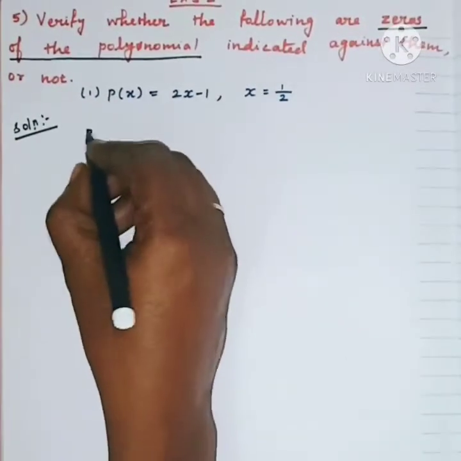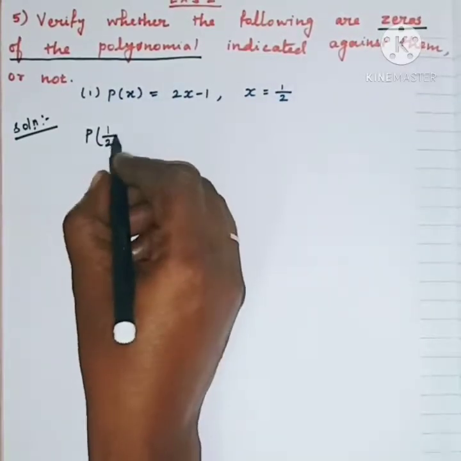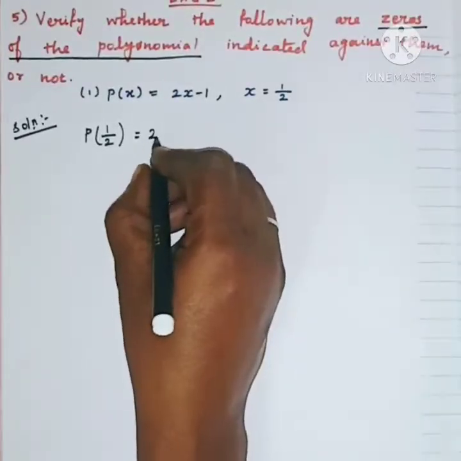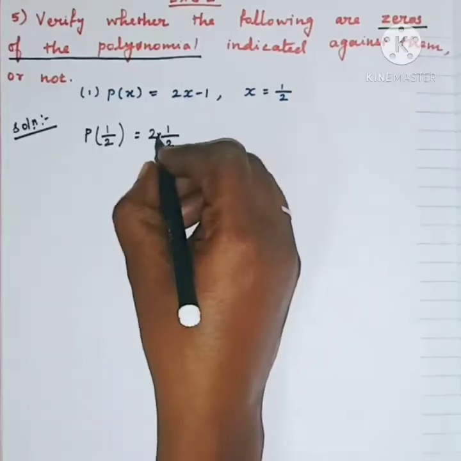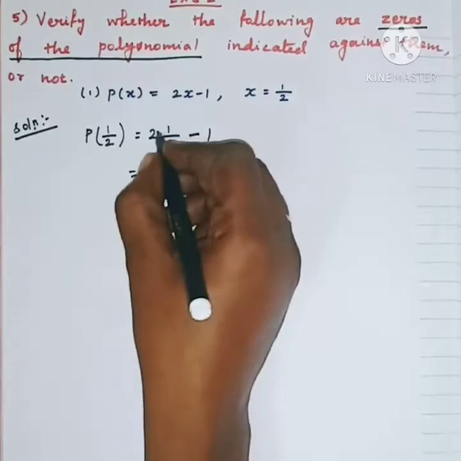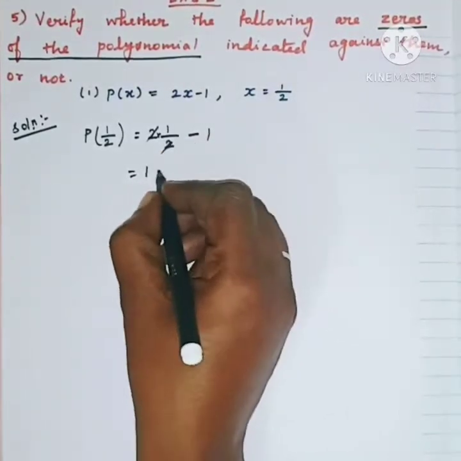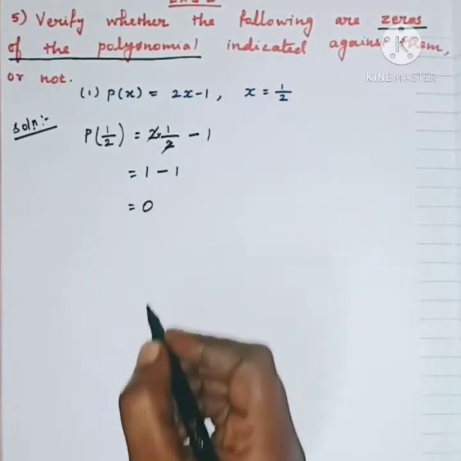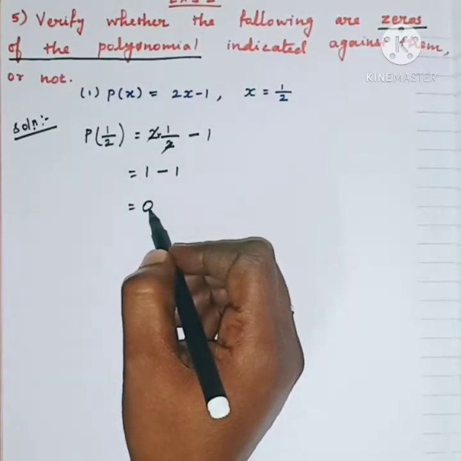If we substitute the value x is equal to 1 by 2 they are given, in the place of x we have to substitute 1 by 2. So 2 into 1 by 2 minus 1. The 2 gets cancelled. Here we have 1 minus 1. 1 minus 1 is 0. So we will get the answer 0 here.